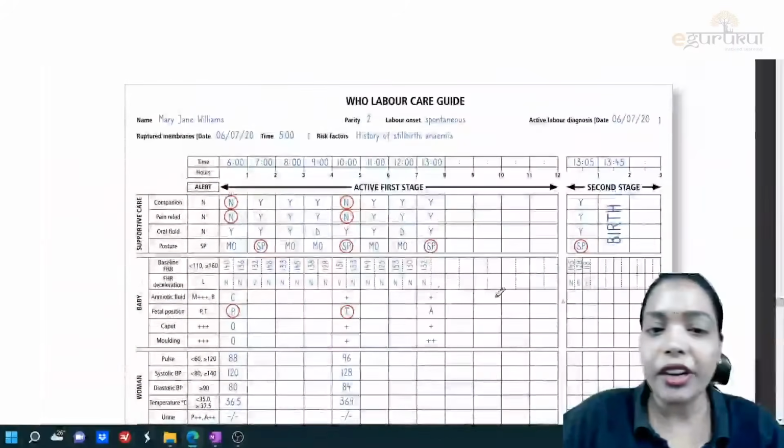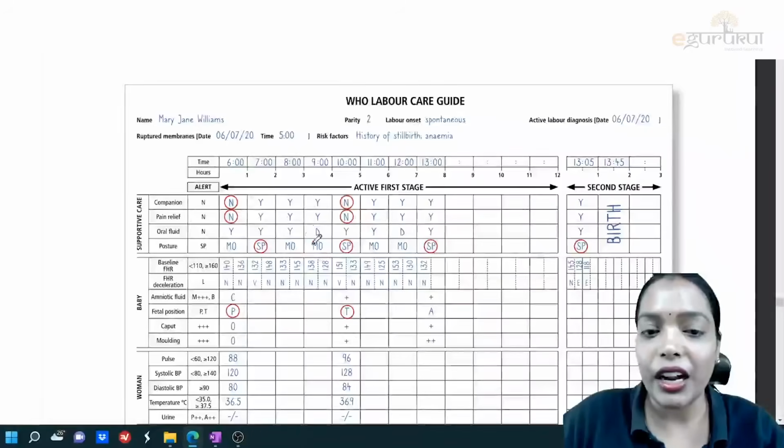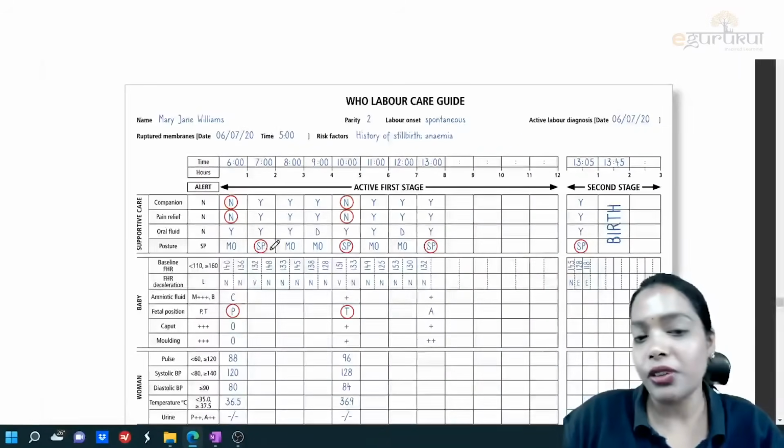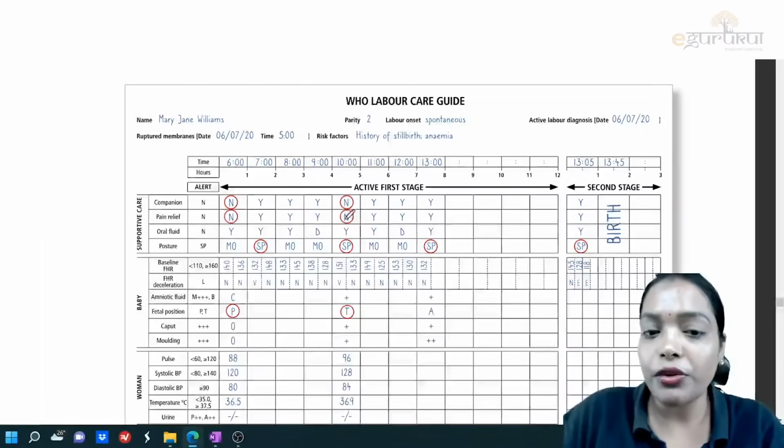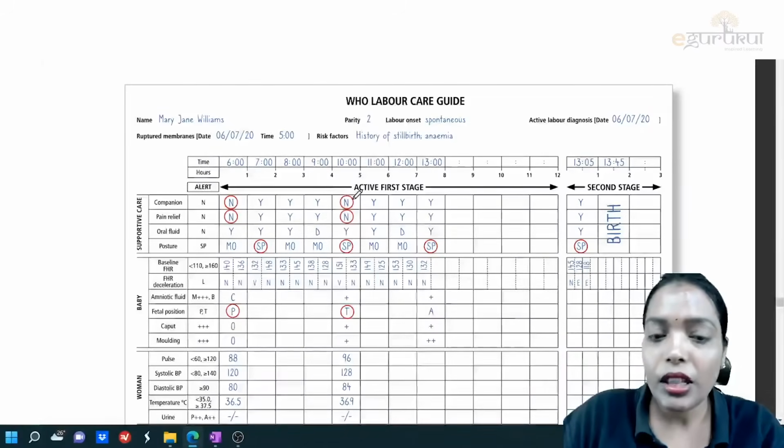So section 1 you're going to record every 1 hour. So again every 1 hour you have checked. So alert was supine position. So you can offer her to walk around. Section 2 you check every 4 hours. So let us go with the 4th hour now. So she didn't have companion again. She didn't have pain relief.